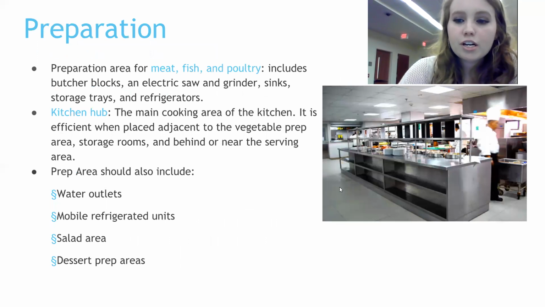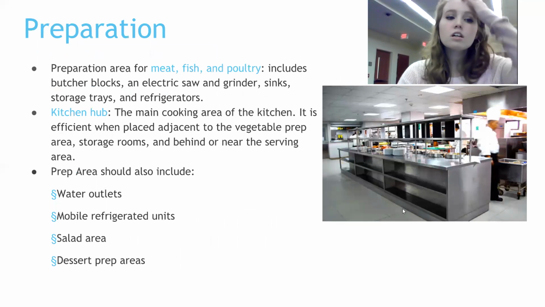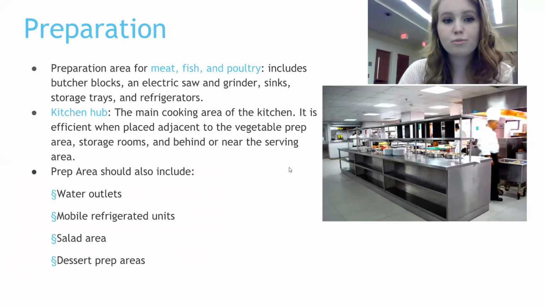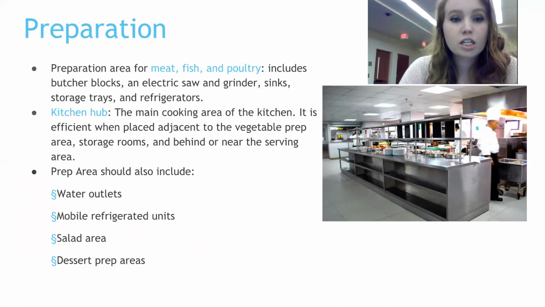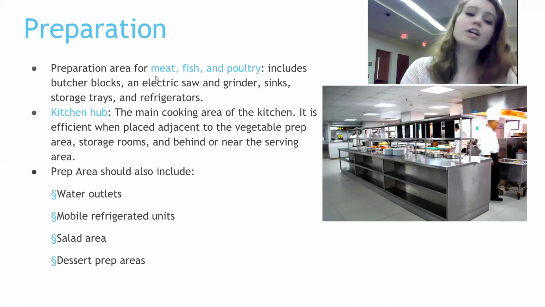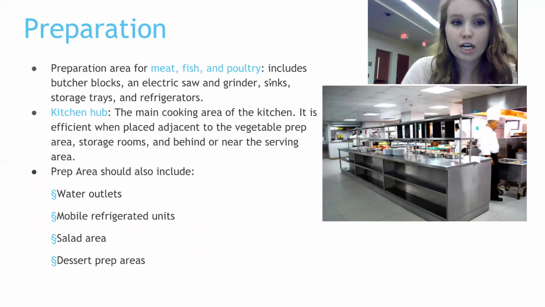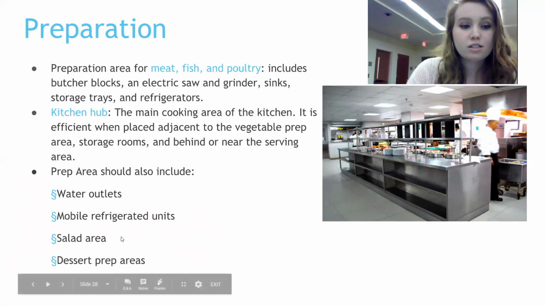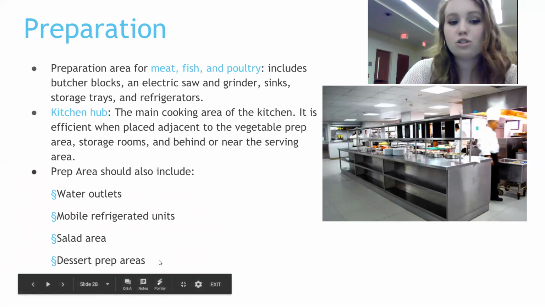So the preparation area is the main area of the kitchen. It's also known as the kitchen hub, and it's most efficient when placed adjacent to the vegetable prep area, storage rooms, and behind or near the serving area. The preparation area for meat, fish, and poultry needs to include butcher blocks, an electric saw and grinder, sinks, storage trays, and refrigerators. And it also needs to include water outlets, mobile refrigerated units, salad area, and dessert prep areas.